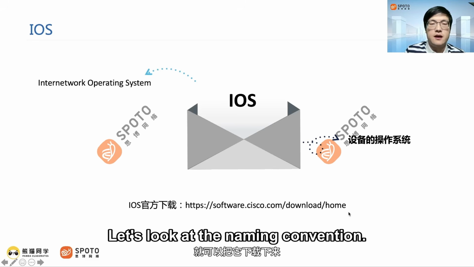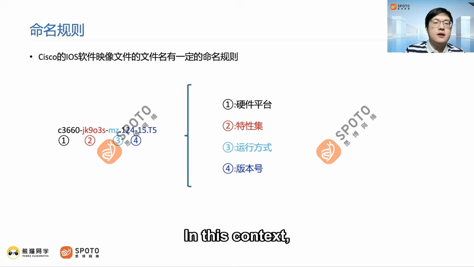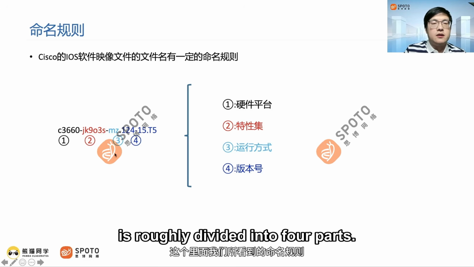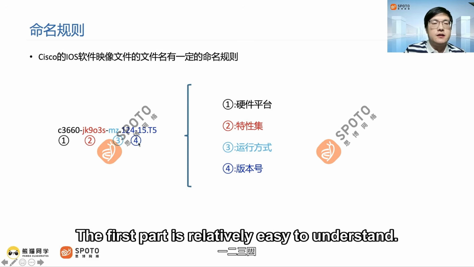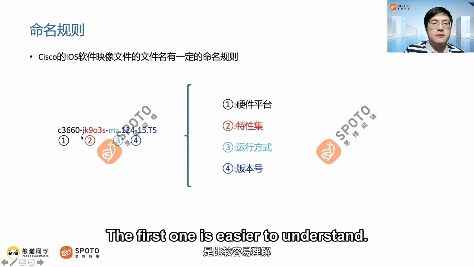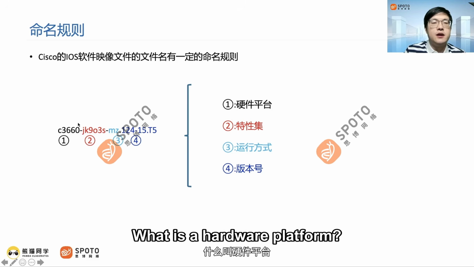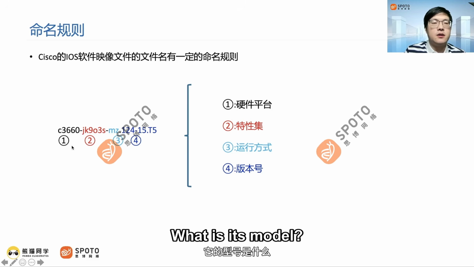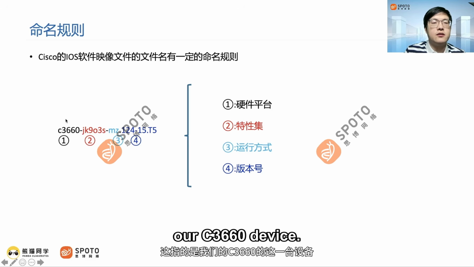Let's look at the naming convention. In this context, the naming convention we see is roughly divided into 4 parts. The first one is easier to understand. The first is our hardware platform. What is hardware? It's your device, its model. For example, here it's C3660. This refers to our C3660 device.